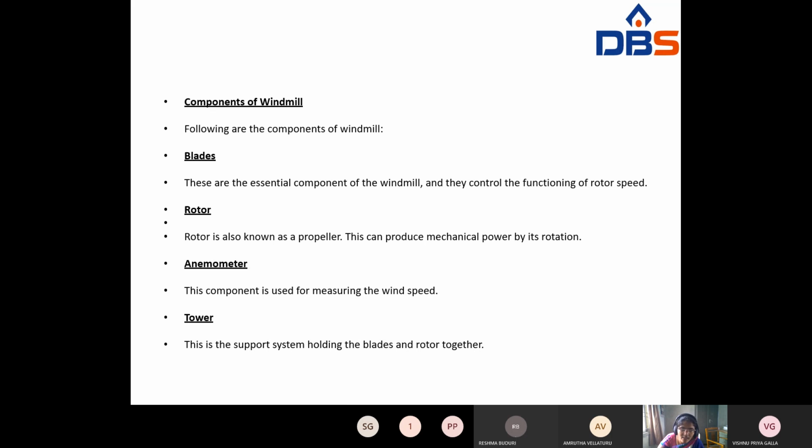Tower: this supports the system and holds the blades and rotor together. On the tower you can place the rotor, and around the rotor you can place the blades. That means the tower will support the rotor and the blades together.